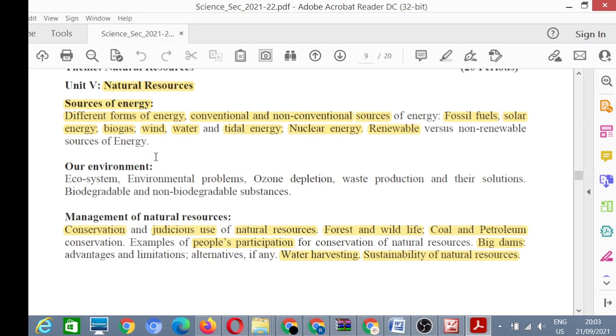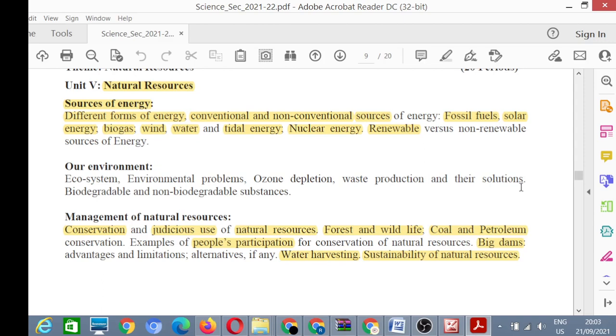Next chapter is our environment. Now this is ecosystem. We live in our ecosystem. Then environmental problems. What are environmental problems? For example, ozone layer depletion. Then waste production. This is also an environmental problem.